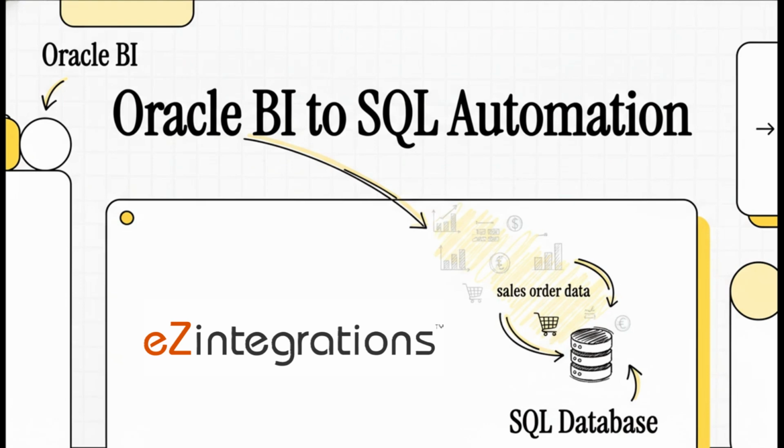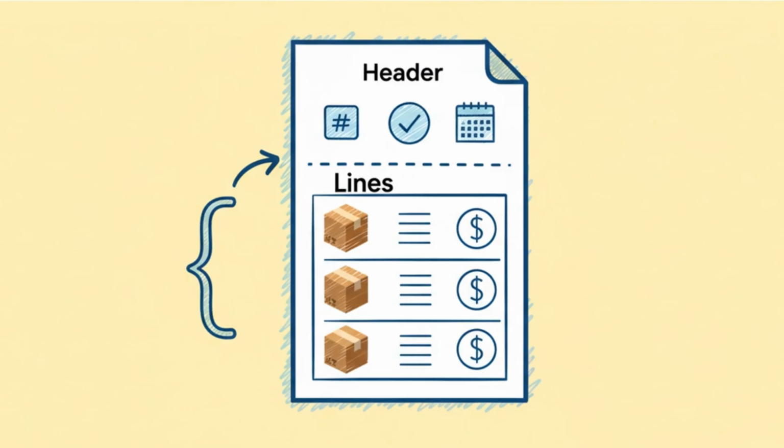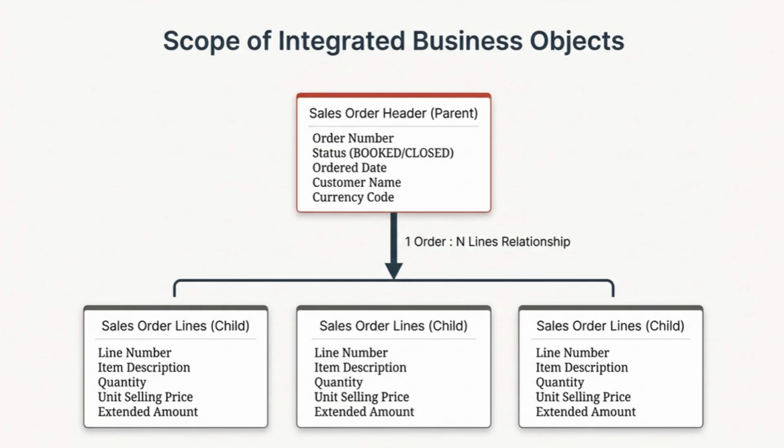Hi everyone. In this demo, I'll walk you through an end-to-end integration where sales order data is synchronized from Oracle Fusion applications into a SQL database using Oracle BI Publisher and eZintegrations. The goal of this integration is to extract both sales order headers and line items, transform the data, and load it into SQL in a clean, analytics-ready format.